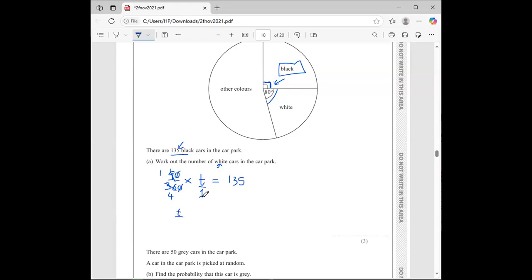And 4 times 1 is what? 4. So you're left with T over 4 equals 135. So what would T be if you are asked to get the value of T? What will we do to both sides to get T? Multiply by 4. Thank you very much. You multiply by 4.